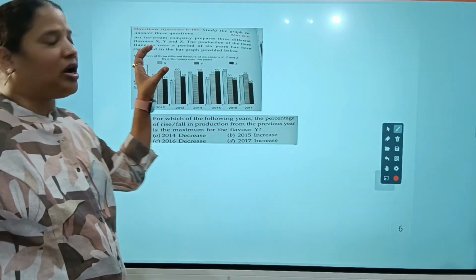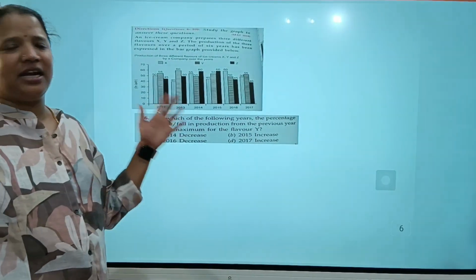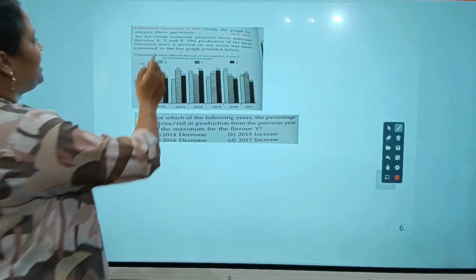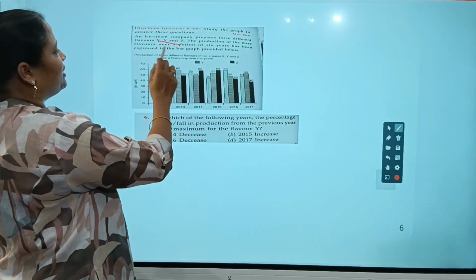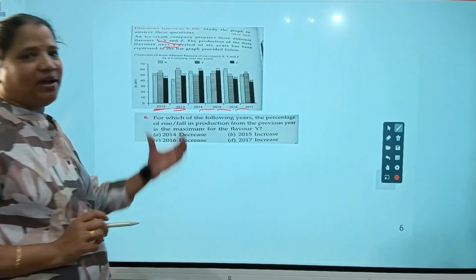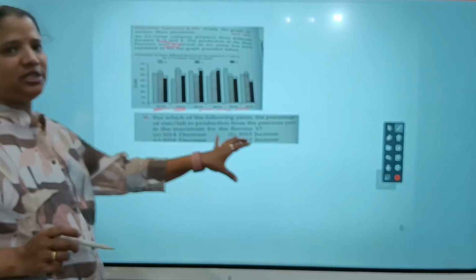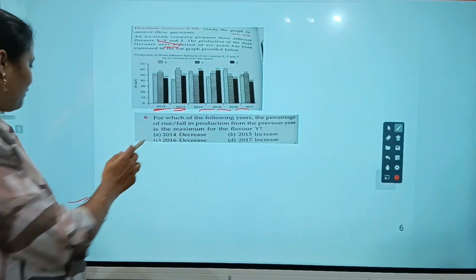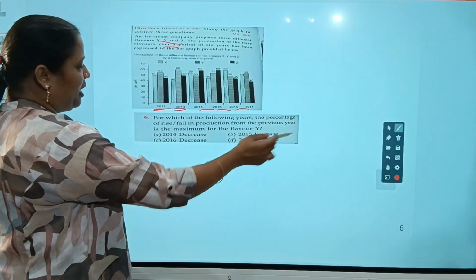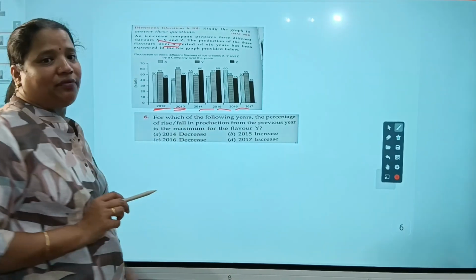Let us go to the other graph now. Let us start with the second graph. Okay. An ice cream company prepares 3 different flavors X, Y, Z. The production of the 3 flavors over a period of 6 years, 2012, 13, 14, 15, 16, is given in this graph. We have to find the answers to the questions. So, for which of the following years is the percentage rise or fall in production from the previous year maximum for flavor Y?